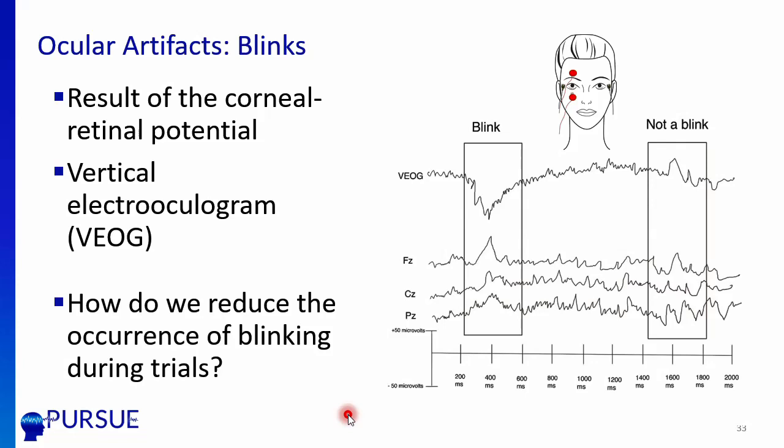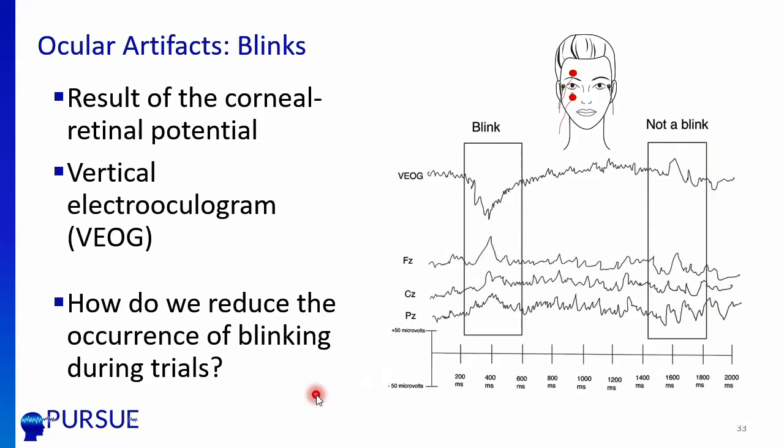So one big source of artifacts are ocular artifacts, or blinks. And if you remember from our previous videos, the cornea is positively charged with respect to the back of the eye, the retina, and your eye movements or blinks can create lots of activity that spreads across the scalp. And so blinks are a source of this. And here you can see a VEOG signal indicating that the person closed their eyelid and created a blink, and then that spreads across the electrodes. It's much larger at the frontal electrodes, and it diminishes in amplitude as it spreads across the scalp.